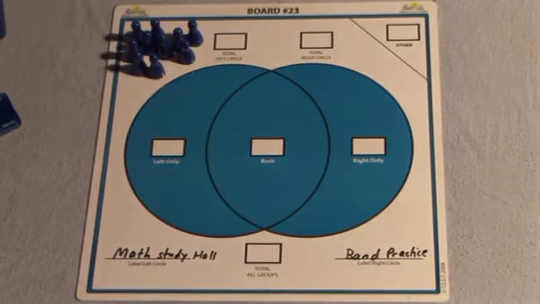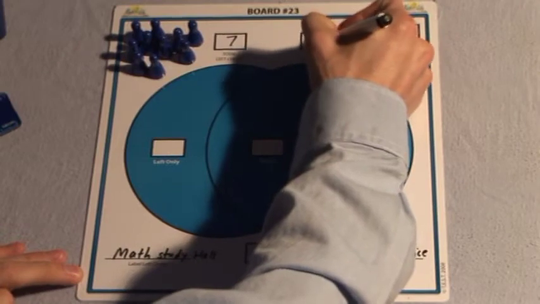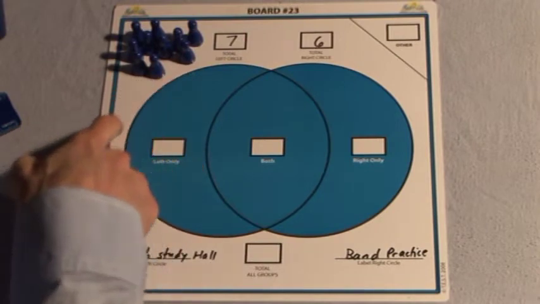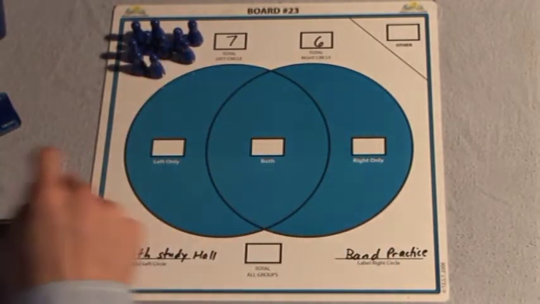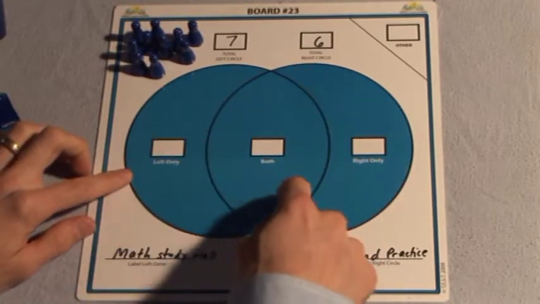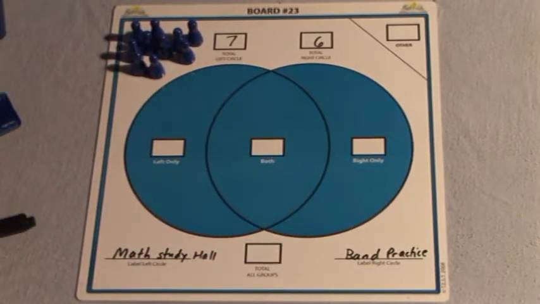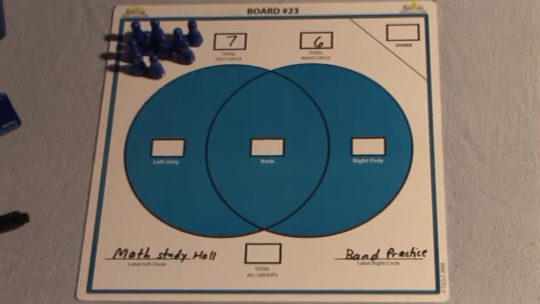7 students attend Math Study Hall, while 6 attend band practice. So what we know is that 7 attend Math Study Hall and 6 attend band practice. So we write this number up here because it encompasses all of the students that are in Math Study Hall, but it also includes some of the students that are in band practice. Notice when you add 7 plus 6, you do not get 10. So we have to find out what portion of the students overlap in the middle in both sections.